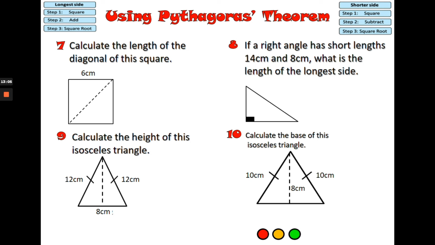Next, can you try these ones for me, please? So calculate them for the diagonal of this square.